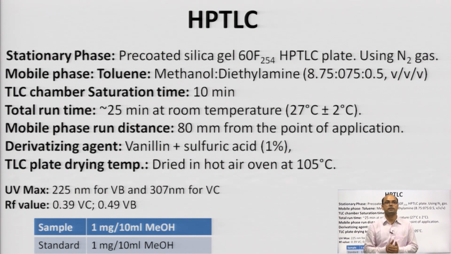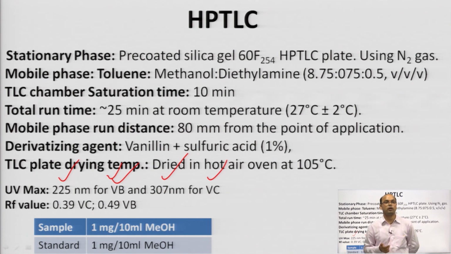Saturation time for the chamber is 10 minutes. The total run time is about 25 minutes at room temperature, and we have run the sample up to 8 cm from the point of application. The derivatizing reagent we have used is vanillin sulfuric acid 1%, and the plates were dried in an oven at 105 degrees Celsius. We have detected vinblastine and vincristine at 225 nanometer, and 307 nanometer for vincristine, and for vinblastine at 225 nanometer.